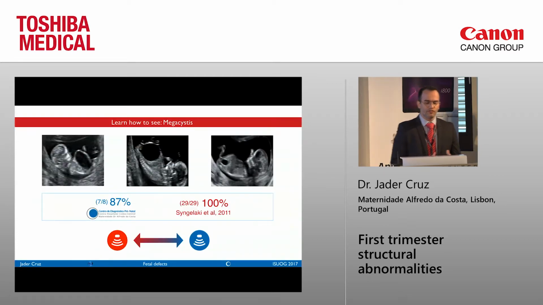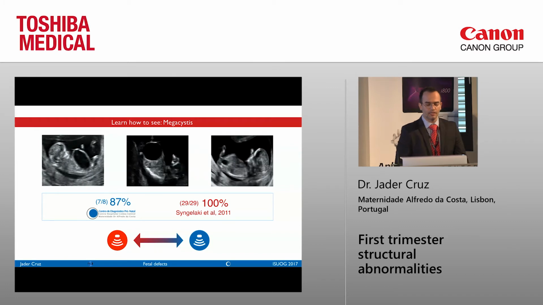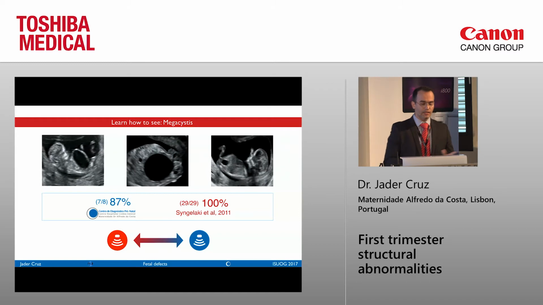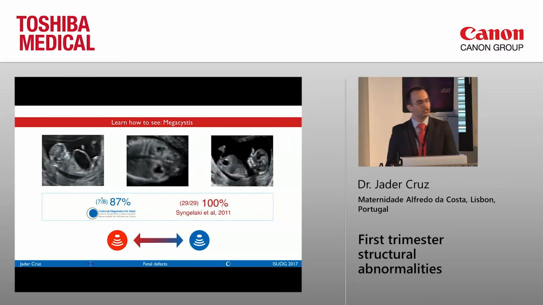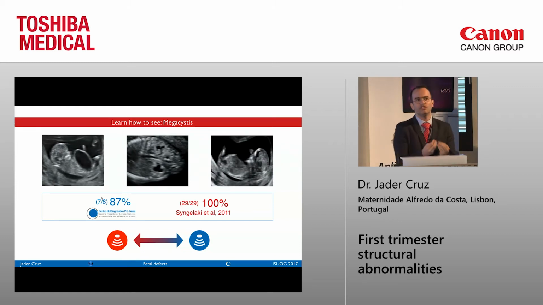It is also true that for megacystis, we didn't have the same detection rate as in the study. In the study, they detected all of the megacystis they had, and in the unit I work, we missed one. What was the difference? Our detection rate was 87%, while in the study it was 100%. What was the difference here?